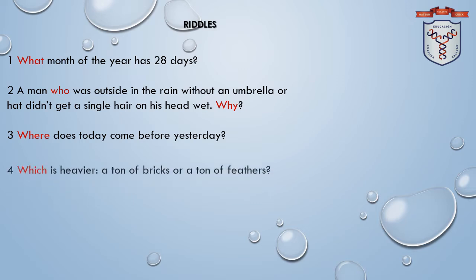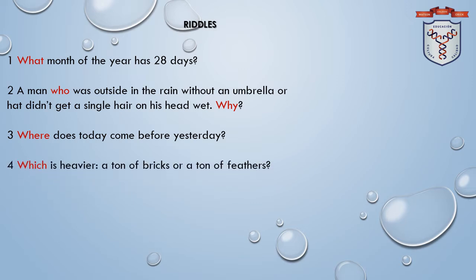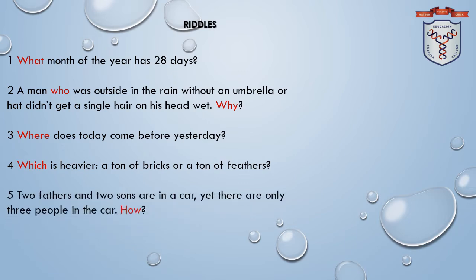Number four: which is heavier, a ton of bricks or a ton of feathers? Most of the time, feathers are lighter than bricks, but now we're talking about tons. Number five, and the last one: two fathers and two sons are in a car, yet there are only three people in the car. A little weird. Two fathers, two sons, but only three people in the car. How could it be possible?